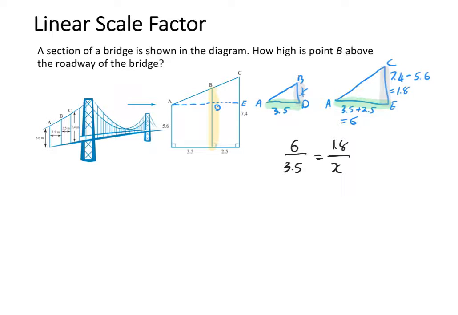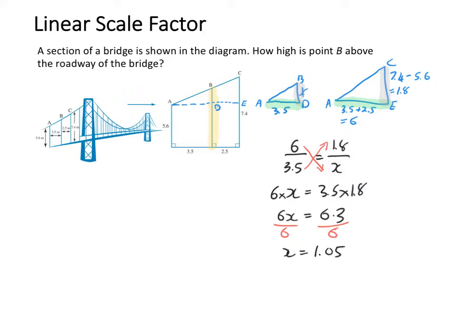And then I can use cross multiplication to work out a value of X. So 6 times X is equal to 3.5 times 1.8. So 6X is equal to 6.3. To find my value of X, I can divide both sides by 6. So my value of X is equal to 6.3 divided by 6, which is equal to 1.05.